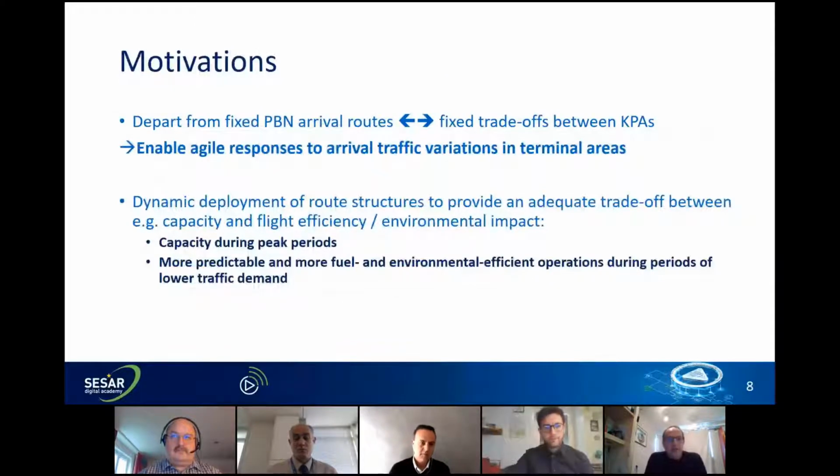So the motivation here is clearly to depart from those fixed arrival routes and fixed trade-offs between the performance areas, so that we could have agile responses to arrival traffic variations in the terminal area. Deploying route structure in a dynamic way would then enable a trade-off at any time between those KPIs, meaning capacity when it's needed during peak hours, and more environmentally friendly and fuel efficient operations when there is less traffic demand and you need less capacity.